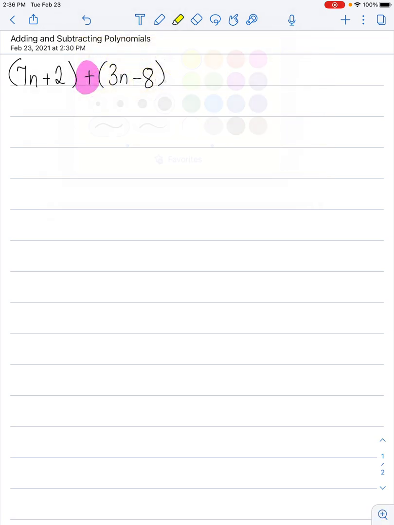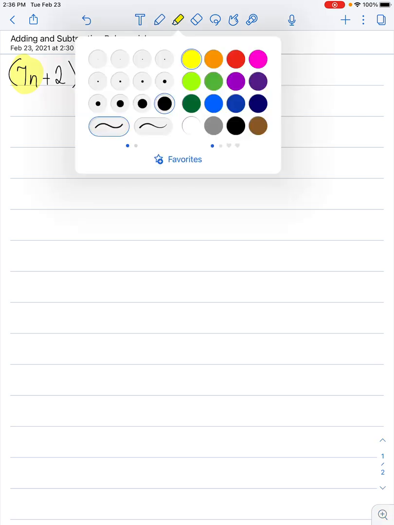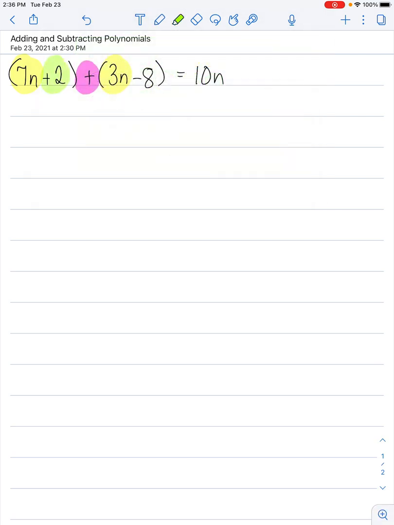So I have 7n and 3n. That combines to give me 10n. And then I have two constants, 2 minus 8. And 2 minus 8 is negative 6. So 7n plus 2 plus 3n minus 8 combines or simplifies to 10n minus 6. Let's try a few more. So let's take a look at this one.